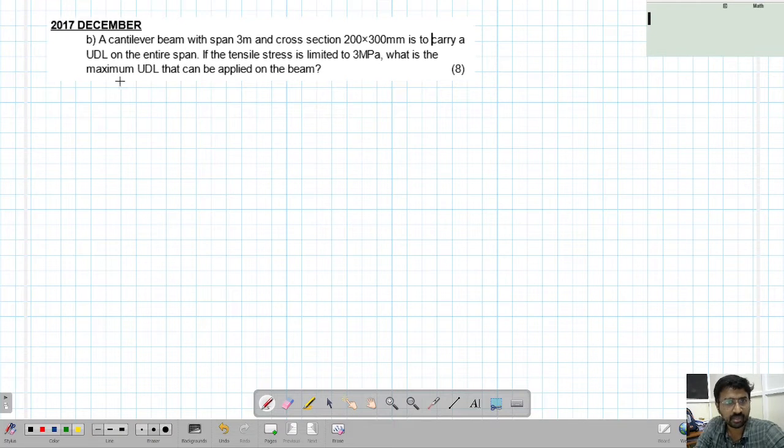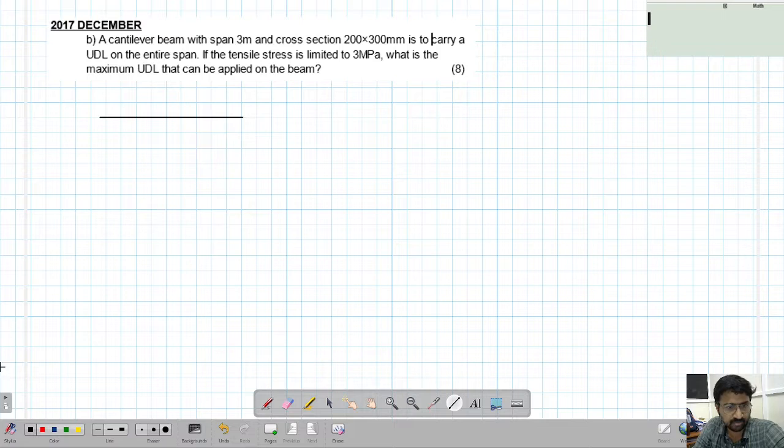Okay. So a cantilever beam of span 3 meter and cross section 200 by 300 is to carry a UDL on the entire span. If the tensile stress is limited to 3 MPa, what is the maximum UDL that can be applied on the beam? Okay, so it's a straightforward problem. We have a cantilever beam.